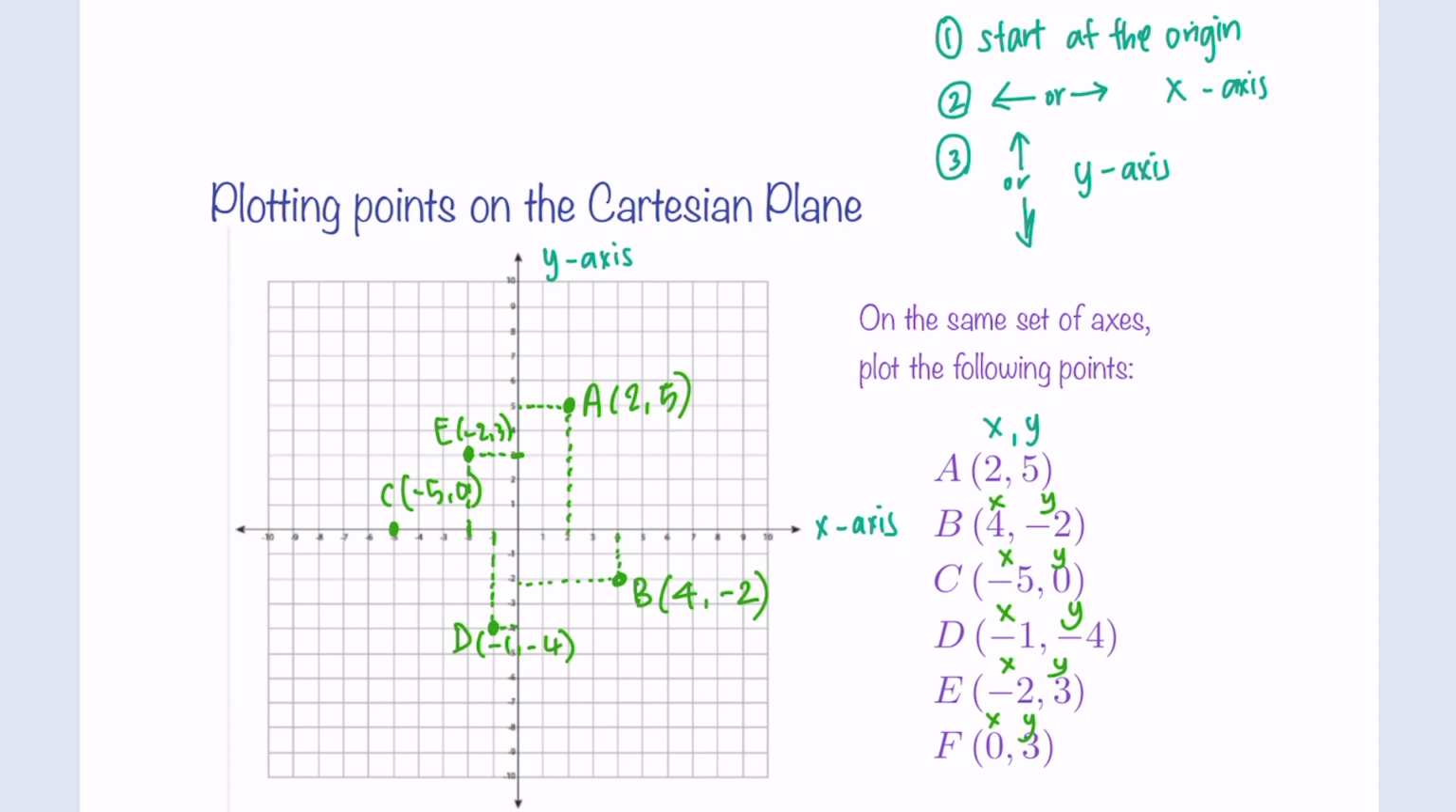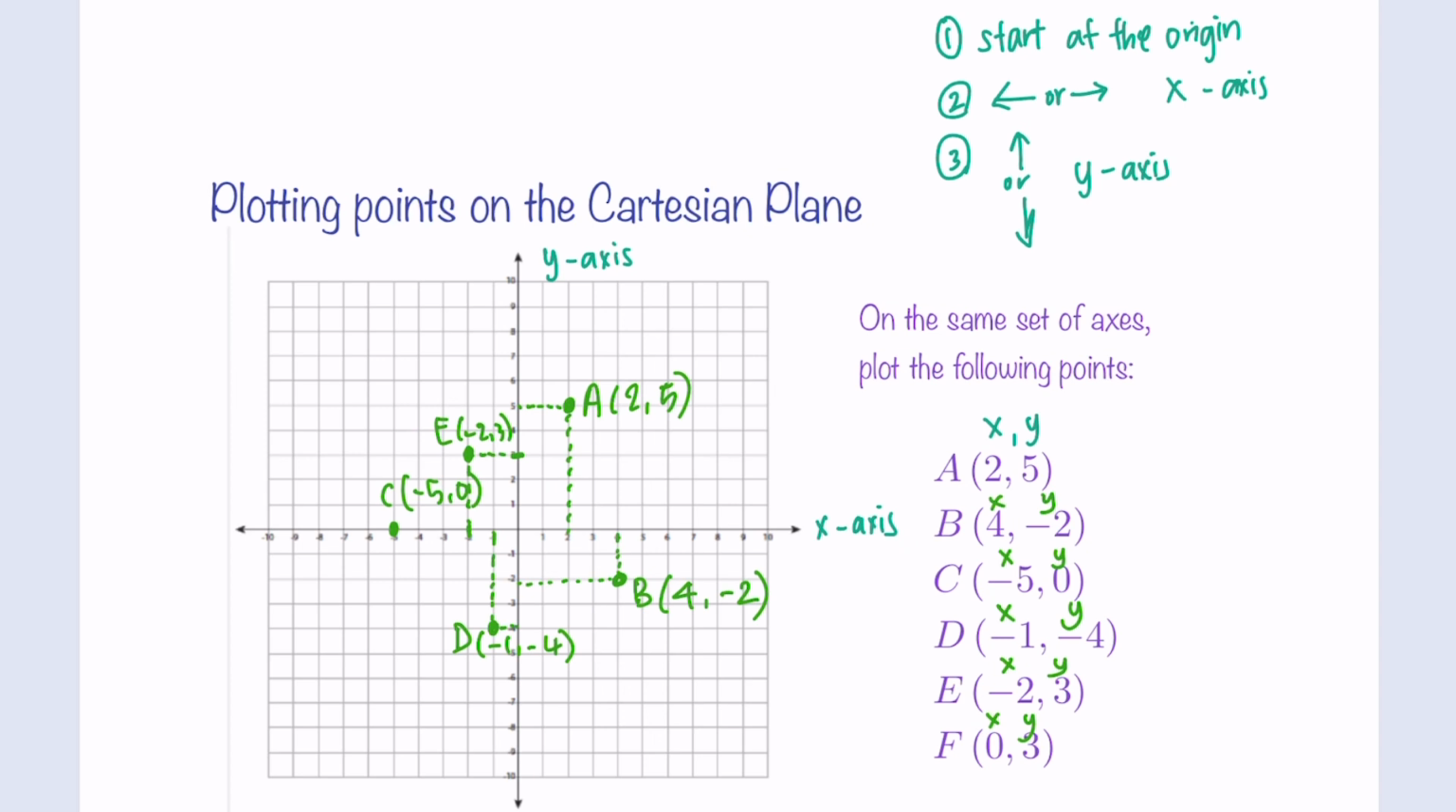Now, starting at the origin, here I am. The x is 0, so I cannot move towards the left or towards the right because x is 0. It means I need to stay where I am. So I'm staying here for the x. Then y says I need to move up 3 because the y coordinate for point F is +3. So from here, 0, where the x is, I need to move up 3. So this would be where F is.